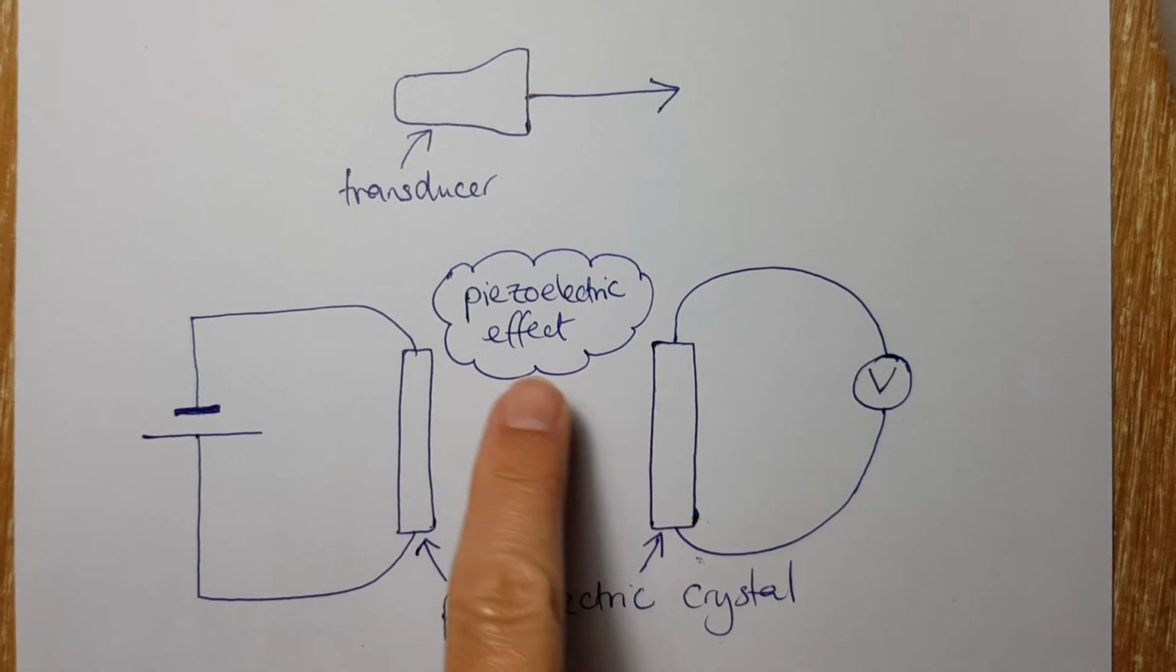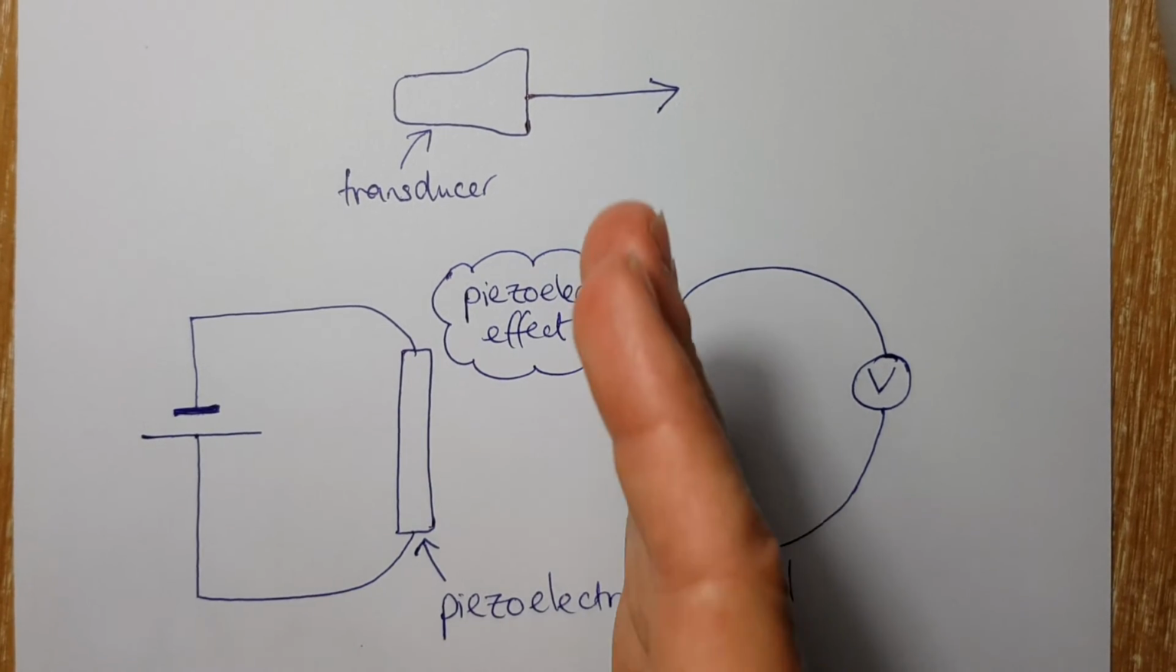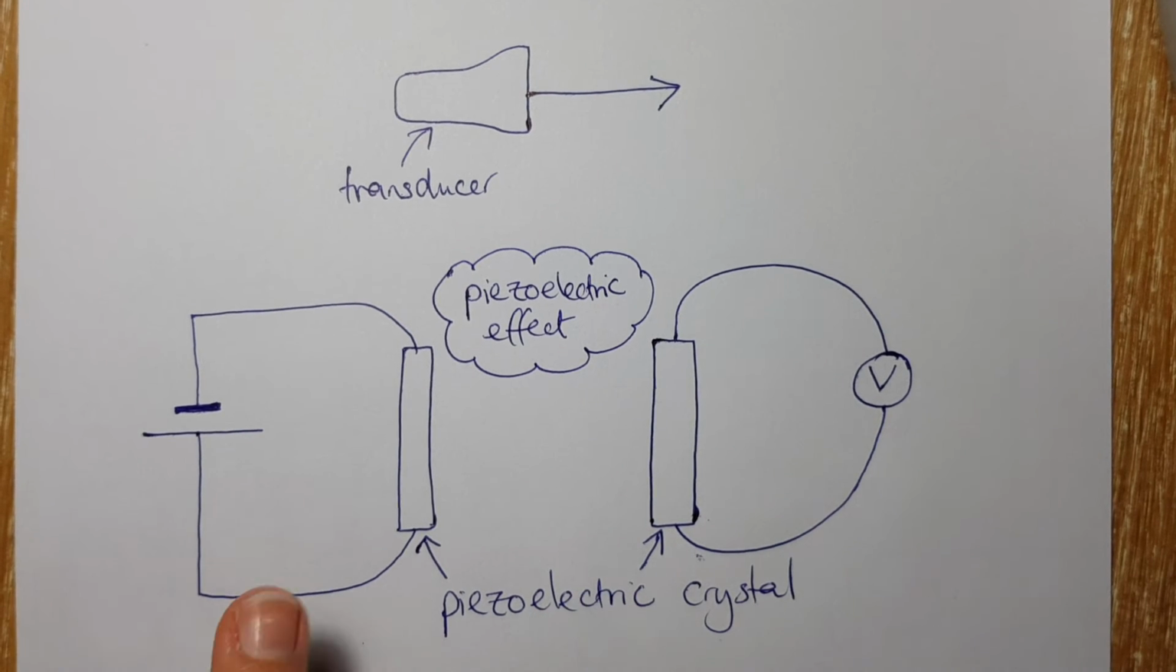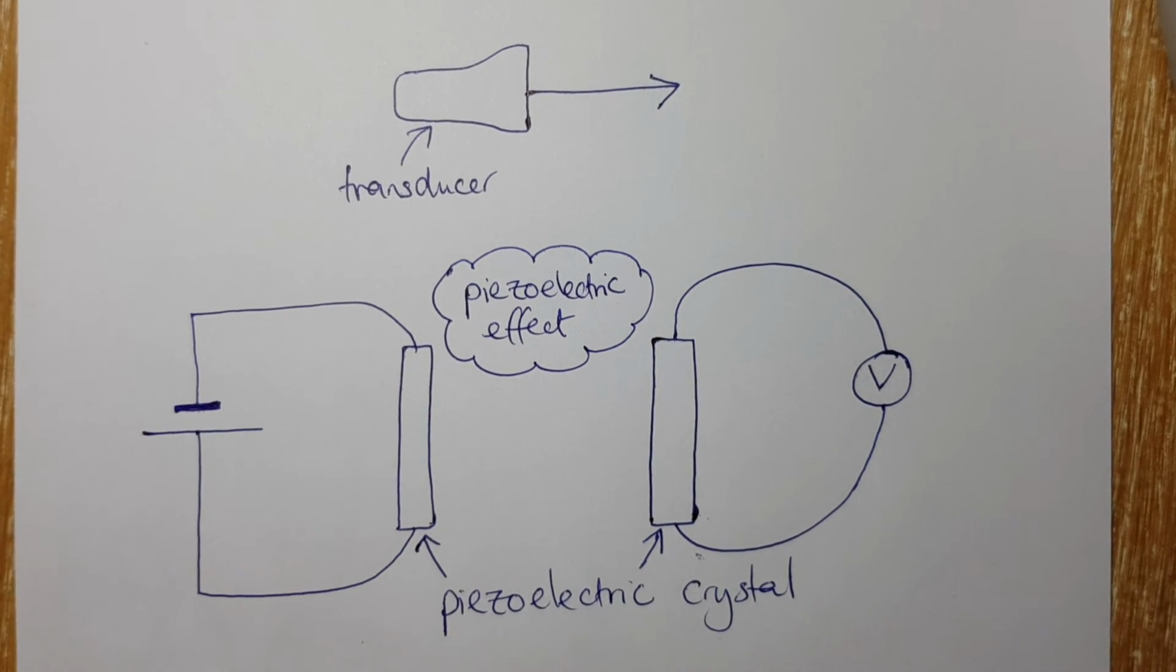And this is called the piezoelectric effect. If you bend the crystal, you'll generate a voltage across it. But it also works in reverse. If you put a voltage across it, then the crystal will bend.